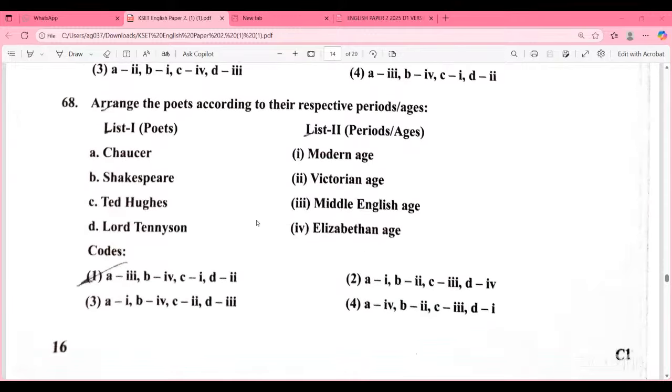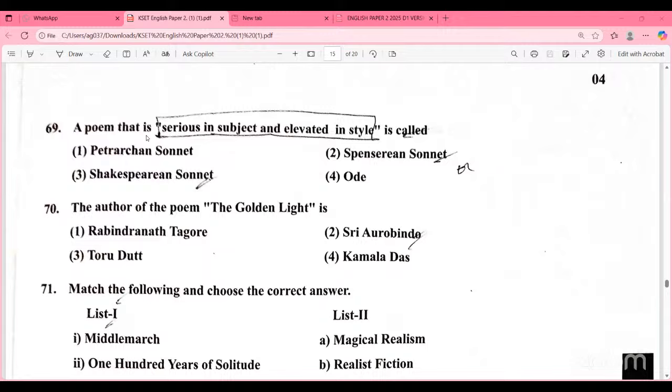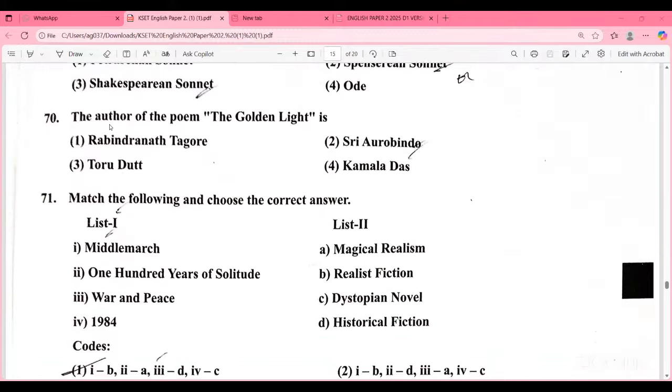Okay. Now, Chaucer, Middle English, Shakespeare, Elizabethan, Ted Hughes, modern, Tennyson, Victorian. So A3, this one. Right? Okay. A poem that is serious in subject and elevated in style is called ode. We will go with ode.